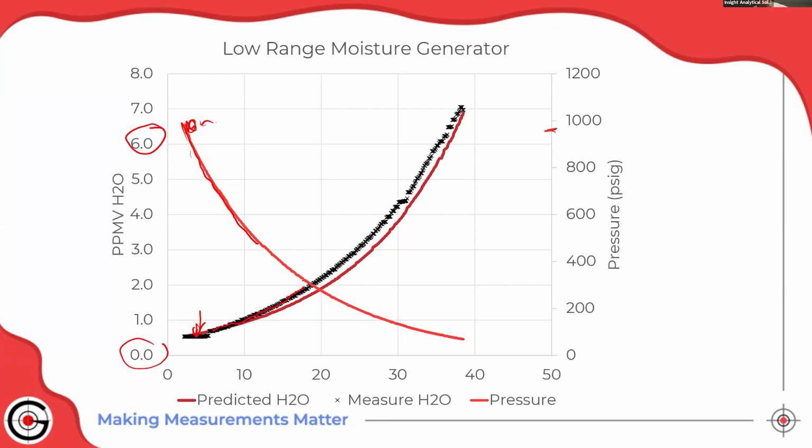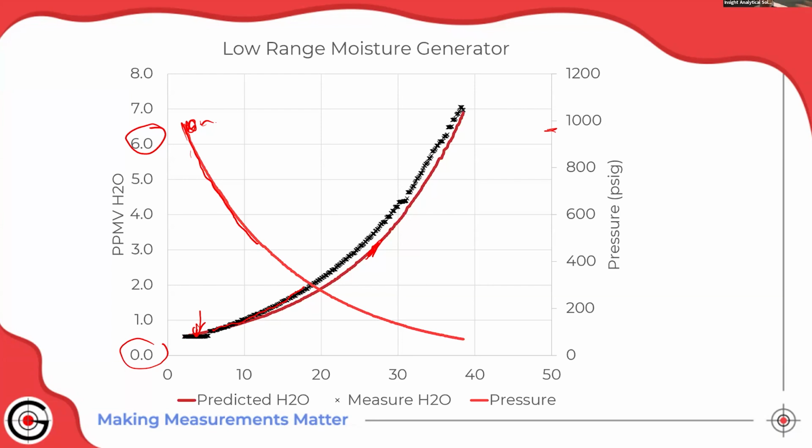The black X's are what we measured on a Tiger Optics cavity ring down spectrometer measuring moisture. The red line over here is what we expected from our calculations. So there's a bit of deviation, and it could be, was the analyzer calibrated properly? Is our equation of state perfect? No. We tell people this is about a plus or minus 5% of reading accuracy measurement.